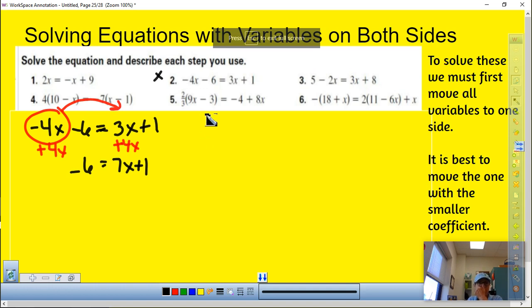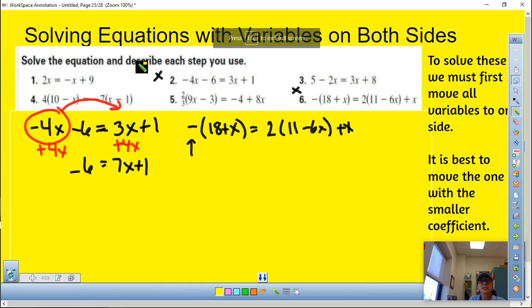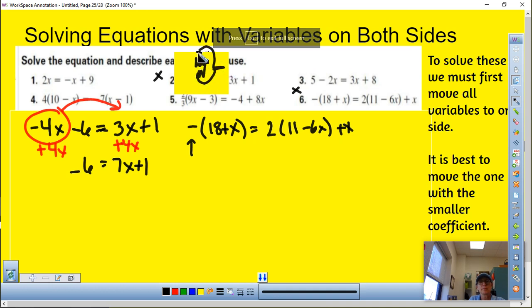The second one I want to talk about is this one over here, number 6. So you guessed it with this one. Do you see it? On this one, what do we have right there? You guessed it. It is a piranha. Right there. Negative in front of the parentheses. It's a piranha. So be careful.